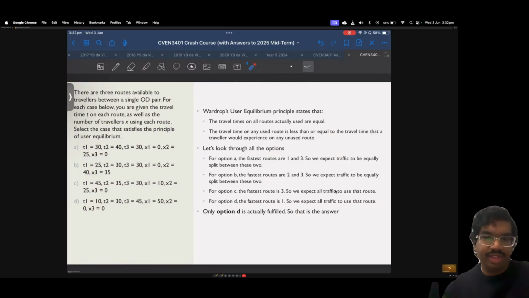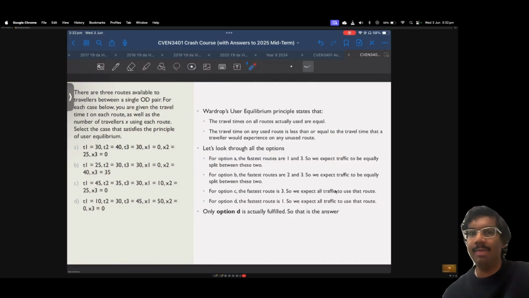Okay? So let's look through all the options. Option A is route 1 takes 30 minutes, route 2 takes 40 minutes, route 3 takes 30 minutes. 0 people are using route 1, 25 people are using route 2, 0 people are using route 3. So route 1 and route 3 take the same amount of time, and yet everyone is taking route 2 even though route 2 takes longer. That is not user equilibrium. No one's taking any of the other routes. So we eliminate option A.